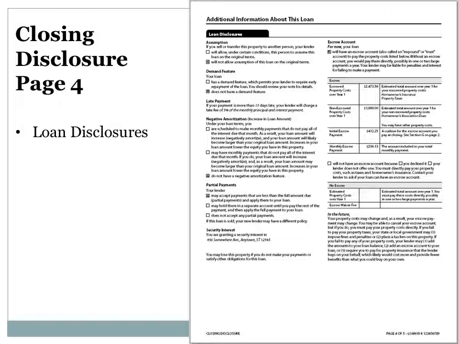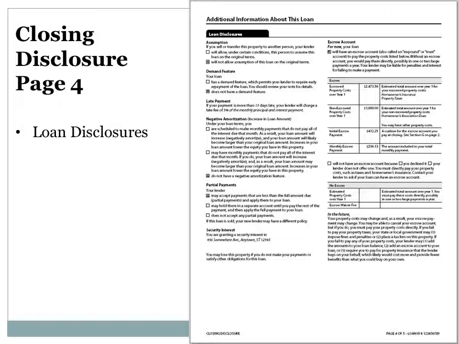Here we have page 4 of the closing disclosure. Again, we have some loan disclosure information regarding assumptions, demand features. Again, our late payment statement. Does our loan have negative amortization features? And will your lender accept partial payments when you make the payments on your loan?